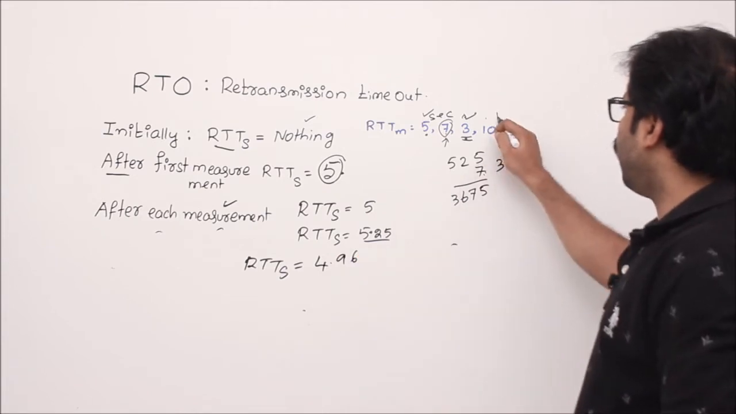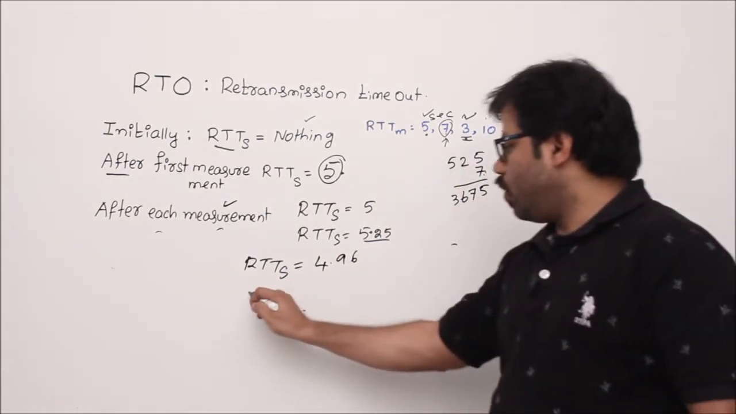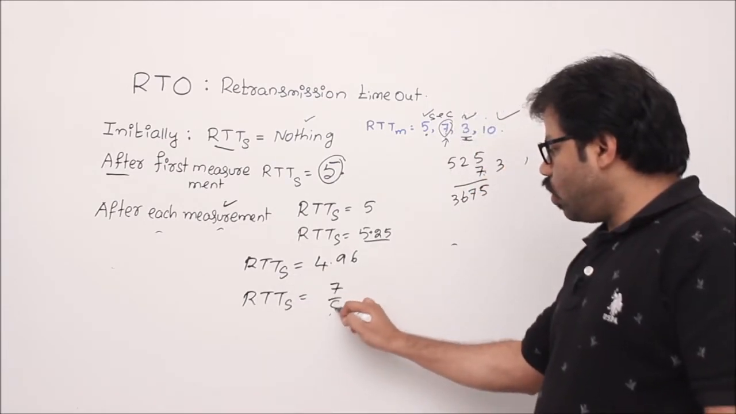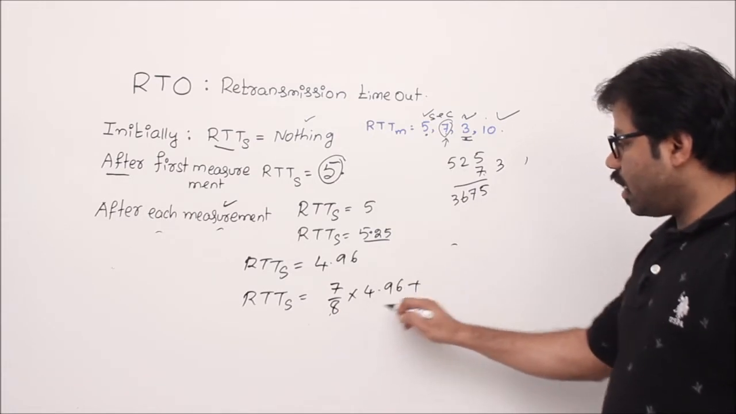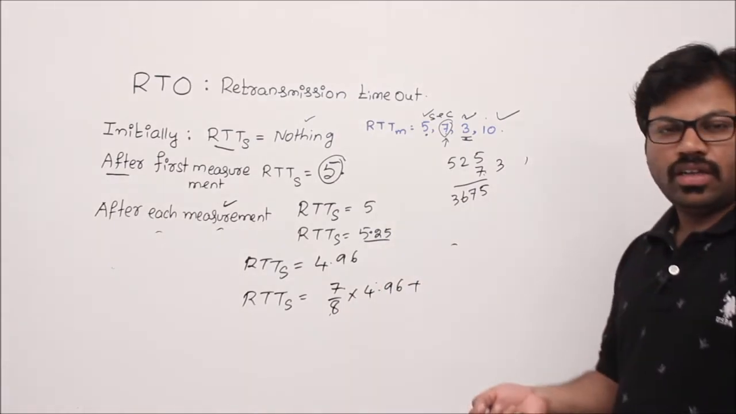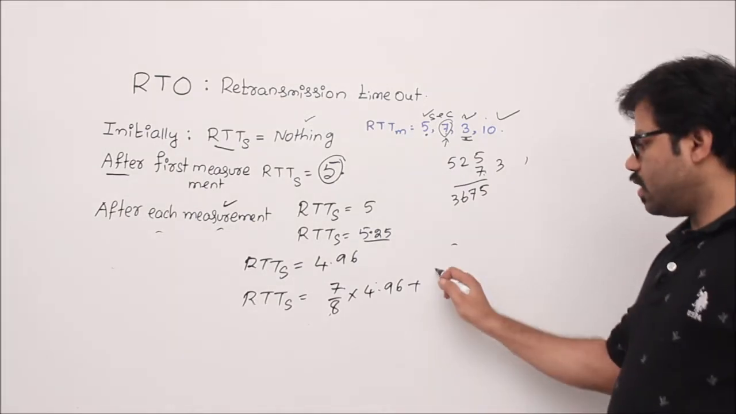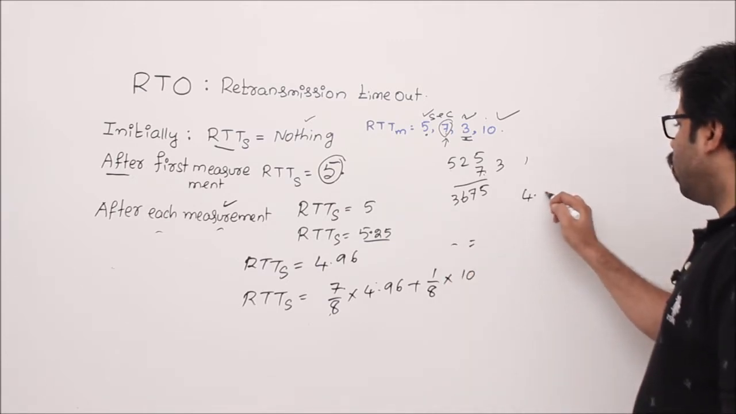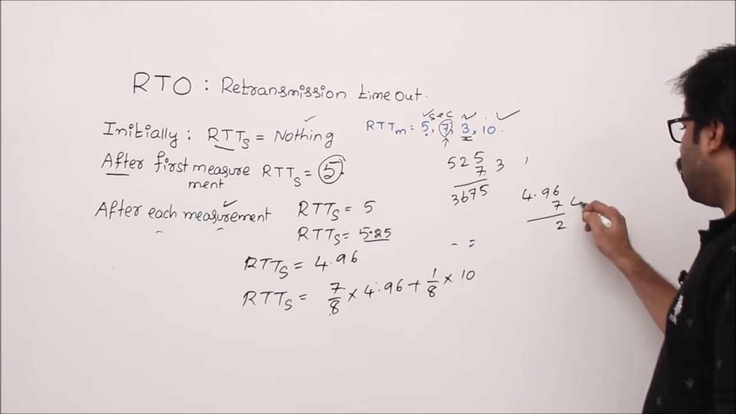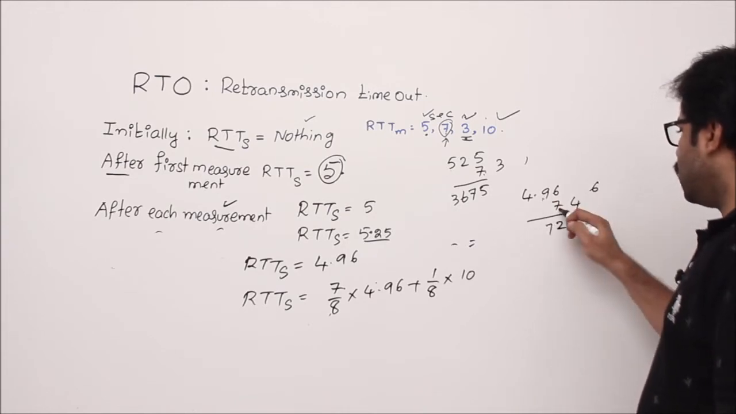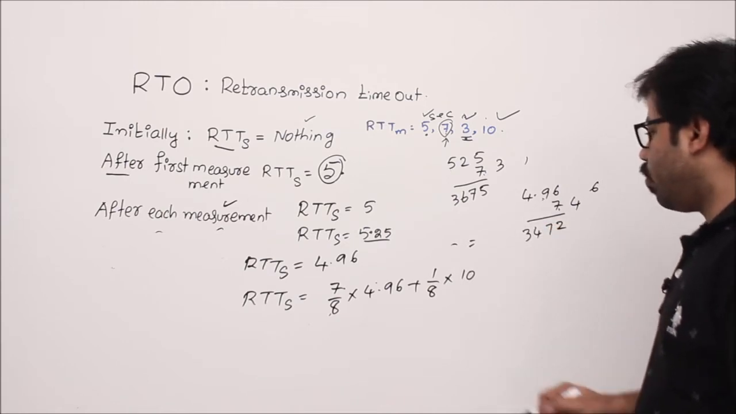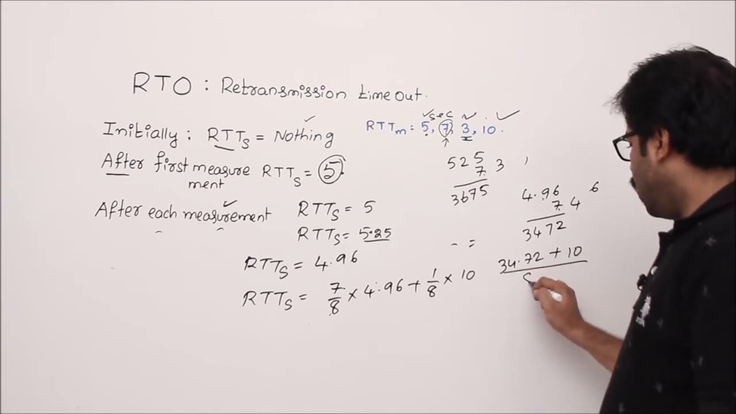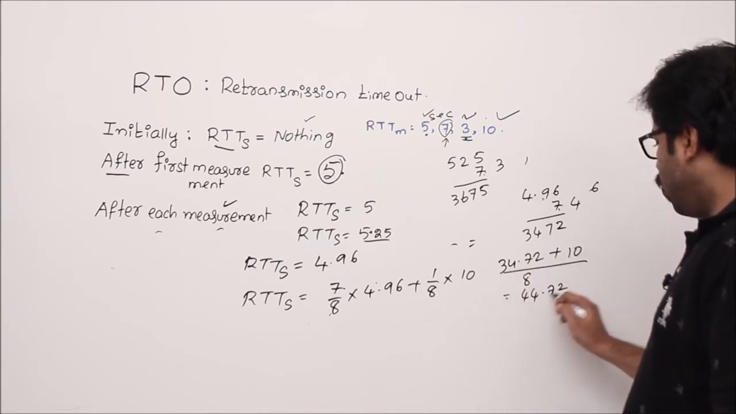Remember, now we are going to have 10. For 10, we are going to calculate RTT smooth again. What is the formula for new smooth? It is 7 by 8 into old smooth, 4.96. That means we are giving more weightage to the old value and less weightage to the new value. That is what we generally do. Plus 1 by 8 into 10. So if you do that, 4.96 into 7: 7 6s are 42, 4; 7 9s are 63, 67; 7 4s are 28, 34. It would be 34.72 plus this 10 by 8. It would be 44.72 by 8.